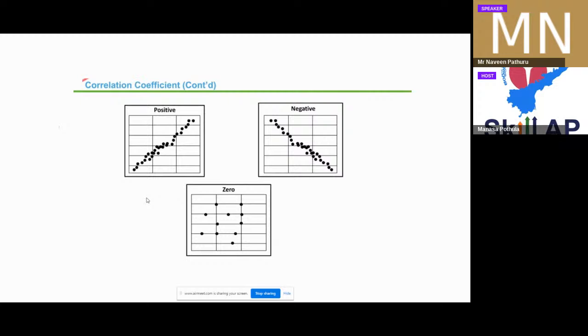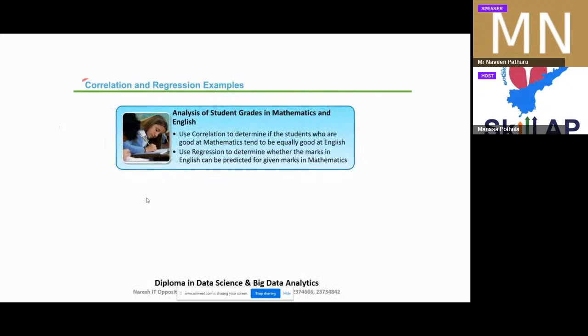So these are the visual patterns in the world of data science and machine learning. And then we briefly discussed zero, which is neutral correlation, or no correlation, guys. Then we looked at an example.